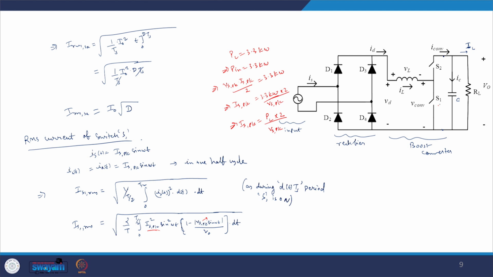In the next lecture we will see how we can calculate the RMS current going through the IS2 switch, and we will also see the ratings of the diodes. Then we can move ahead and see how we can do the closed loop control of this power converter.